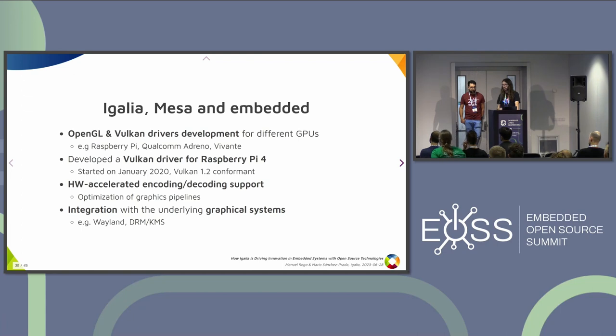We also have demos in our booth on an Android phone of our Vulkan and OpenGL drivers based on Mesa, which are the Freedreno and Turnip drivers, and for Vivante as well. Other things we do on the Mesa side: we always want to enable hardware acceleration on all devices. So at the graphics level, we also have to work on optimizing some pipelines, and do integration work with underlying pipelines, like Wayland is often the case, but sometimes we just go directly with DRM and KMS.